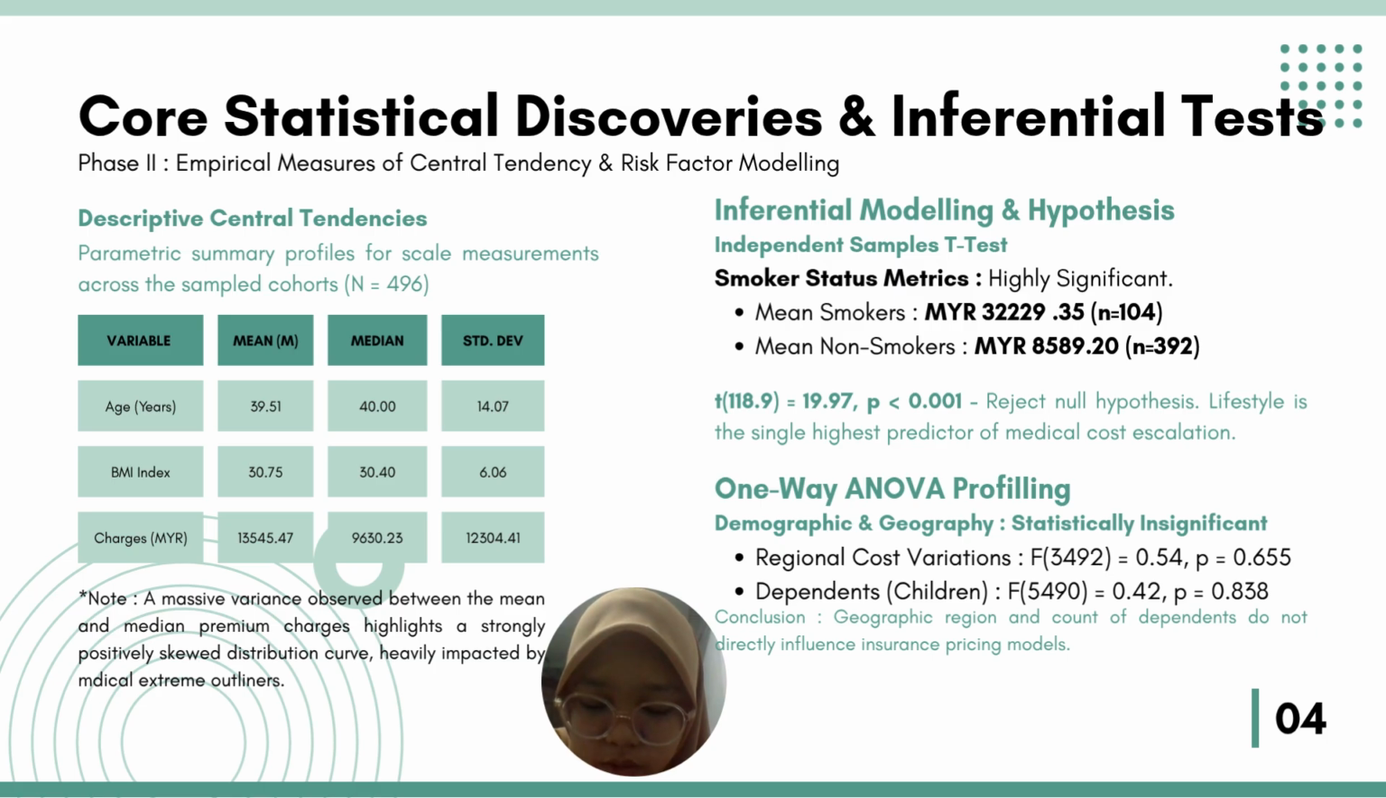Next, we perform a one-way ANOVA to determine whether insurance charges differ according to region and number of children. The findings show that both variables were statistically insignificant as their p-values were greater than 0.05. Therefore, we can conclude that geographical region and the number of dependents do not significantly influence insurance pricing. Overall, the analysis revealed that smoking status is the most influential factor affecting insurance charges, while region and number of children have no significant effect.